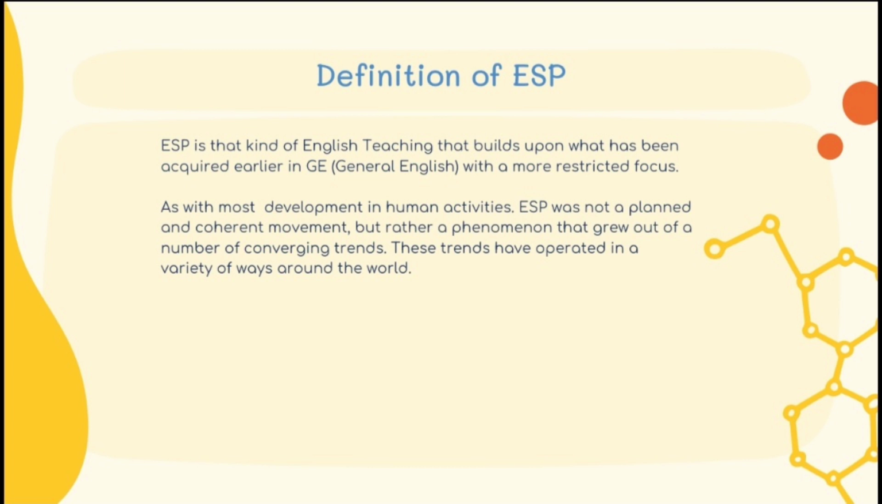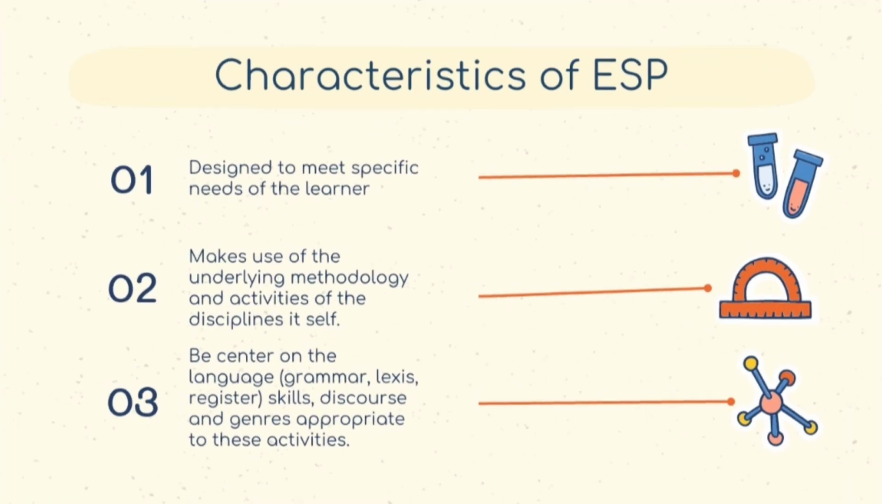As with most developments in human activities, ESP was not a planned and coherent movement, but rather a phenomenon that grew out of a number of converging trends. These trends have operated in a variety of ways around the world.